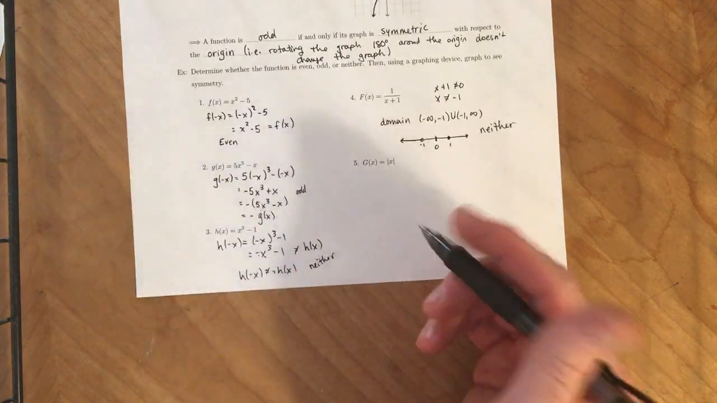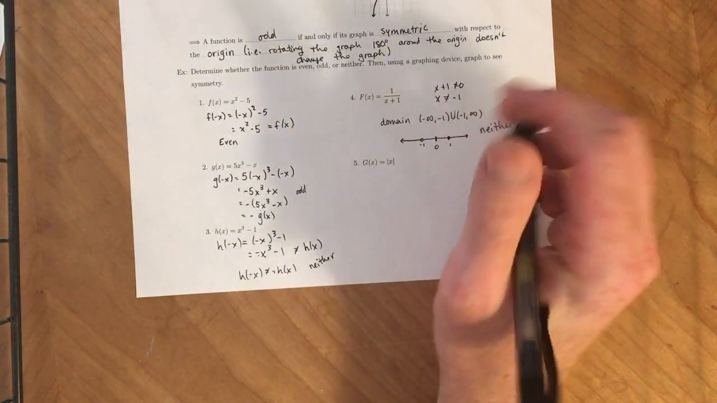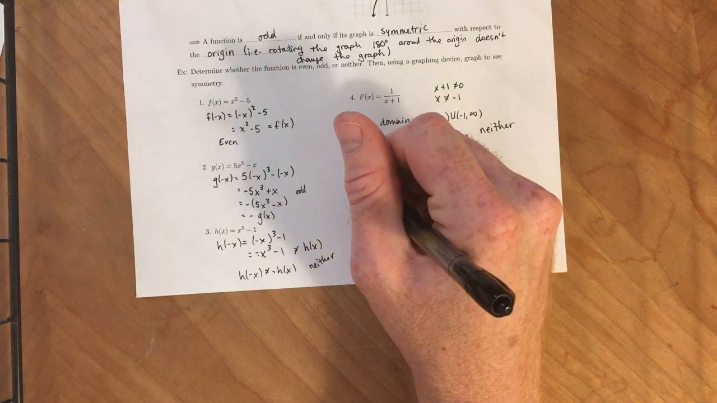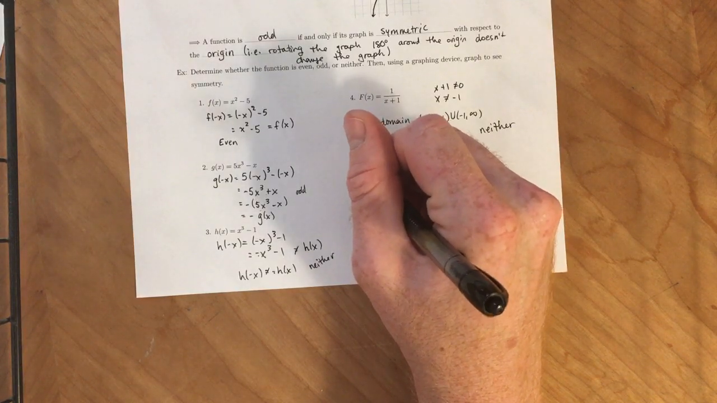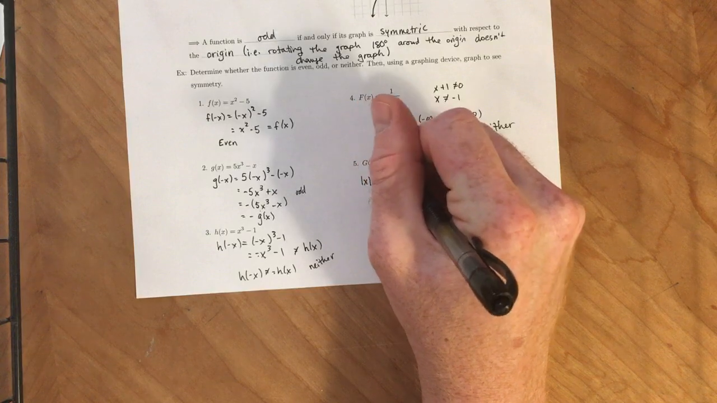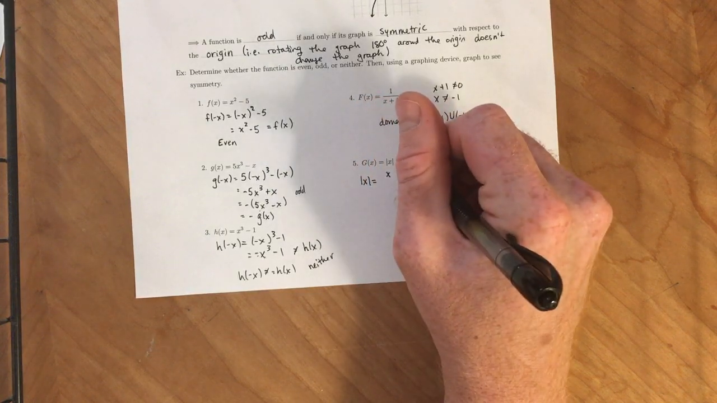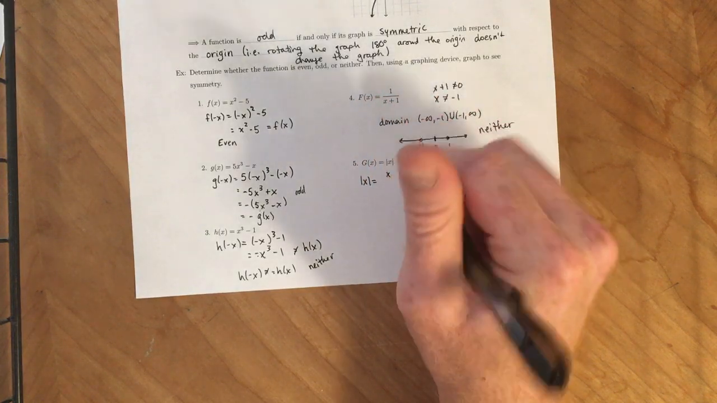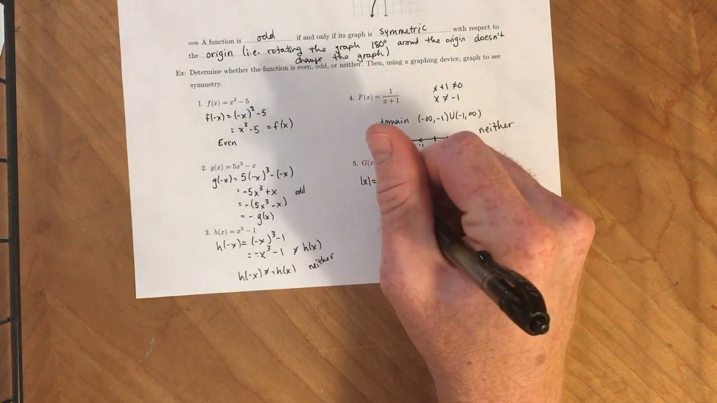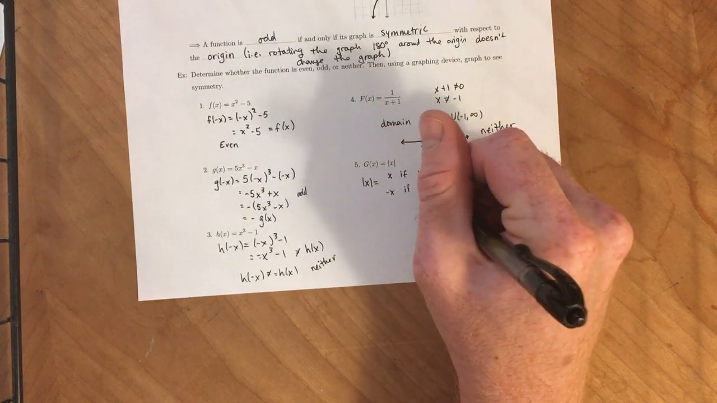Lastly, we want to check out the absolute value function. Recall that the absolute value function is defined to be x if x is positive, or sorry, non-negative, and negative x if x is negative.